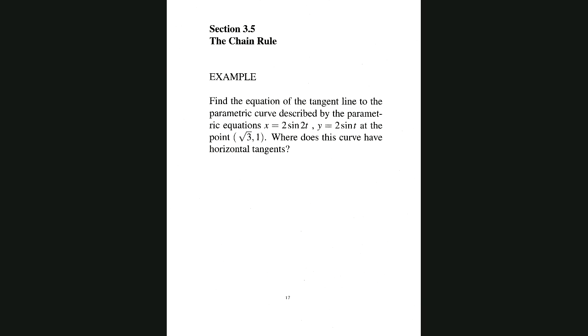Okay, so in this problem, we want to find the equation of the tangent line to the parametric curve described by the parametric equations x equals 2 times the sine of 2t and y equals 2 times the sine of t at the point root 3, 1. Where does this curve have horizontal tangents?